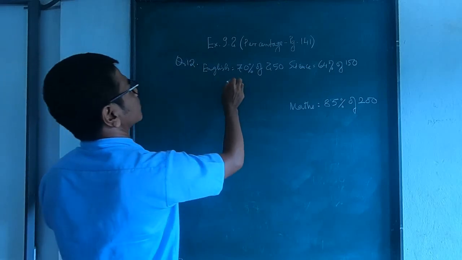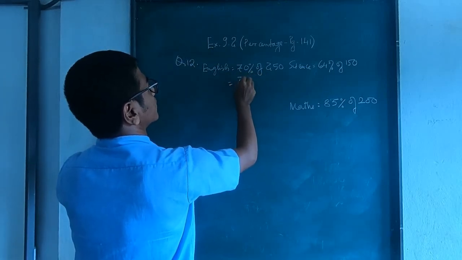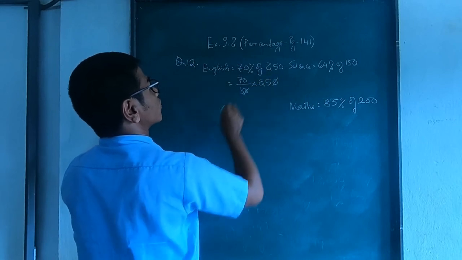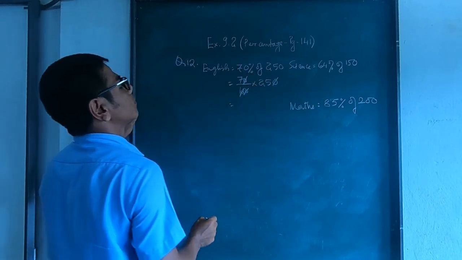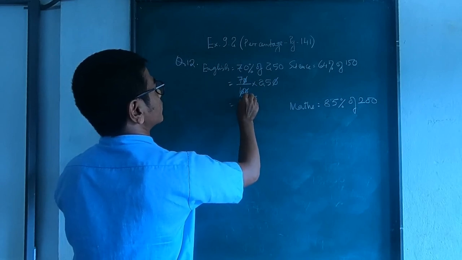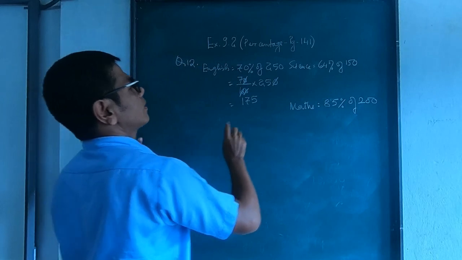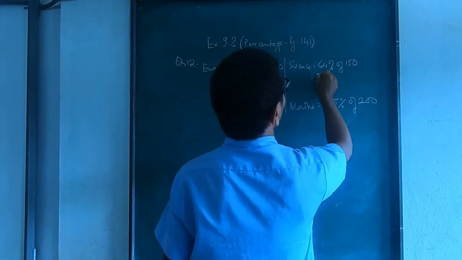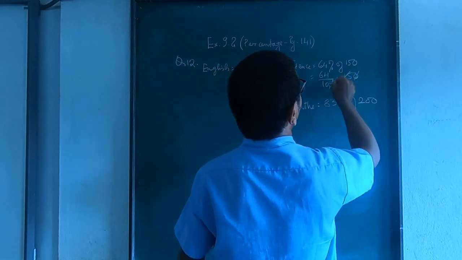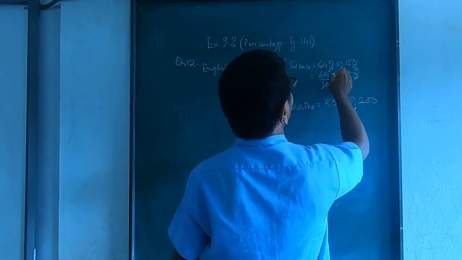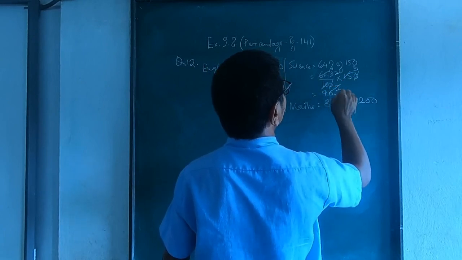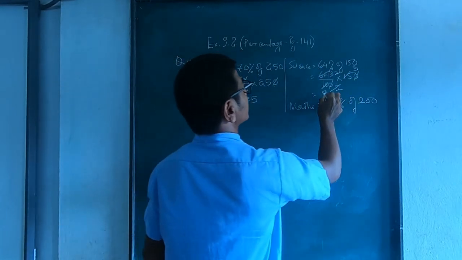So let us find what he really got. 70 divided by 100 into 250. Strike off the zeros. So 7 fives are 35, 175. He scored 175 in English. In science, how much did he score? 64 by 100 into 150. Strike off the zeros, take it by 2, by 3, 2, 32. 3 twos are 6, 96 marks in science.